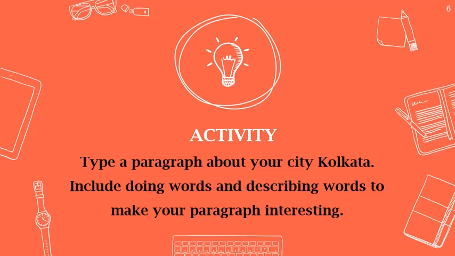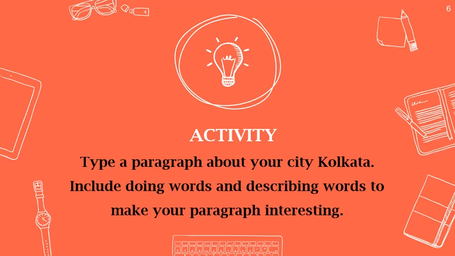So, are you ready to start typing? Here are a few suggestions for you. For our first activity, you can type a paragraph about your city Kolkata. Include doing words and describing words to make your paragraph more interesting. You have learnt about these in your English class, haven't you?